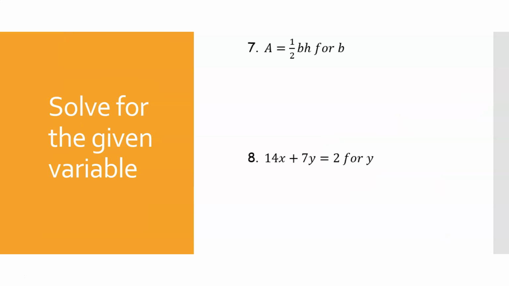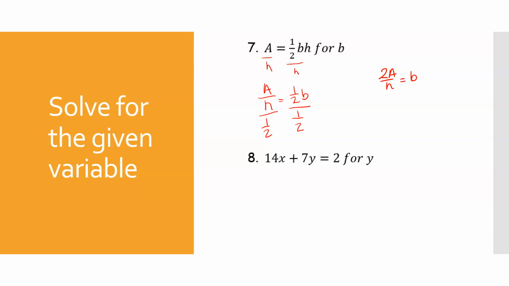Solve for the given variable. So we're looking for b. To get b alone, I'm going to divide by h. So I have a over h equals 1/2 b. Then I'm going to divide by a half, which means you multiply by the reciprocal. So I have 2a over h equals b. I think we did that one together in the warm-up.